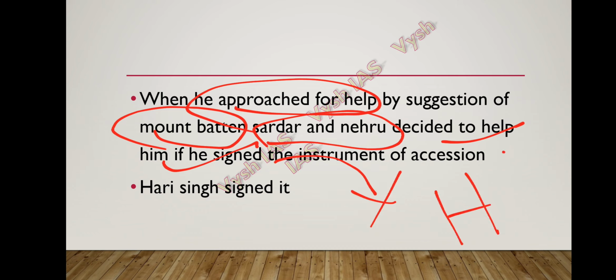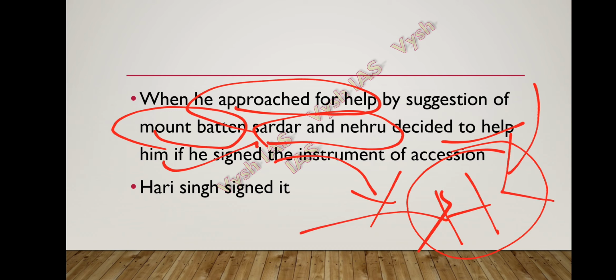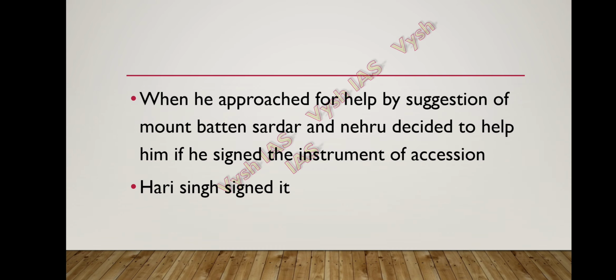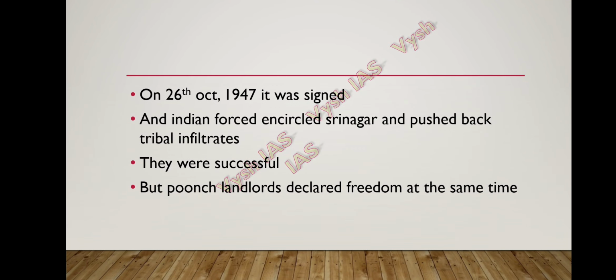But Hari Singh didn't have any other chance, because he was not getting any help from the local people, and tribal people were coming towards Srinagar, which is only 32 kilometers from Mahuta. So they might reach Srinagar at any point of time. So Hari Singh didn't have any other option, and he signed the instrument of accession. On 26th October 1947, he signed the Instrument of Accession.